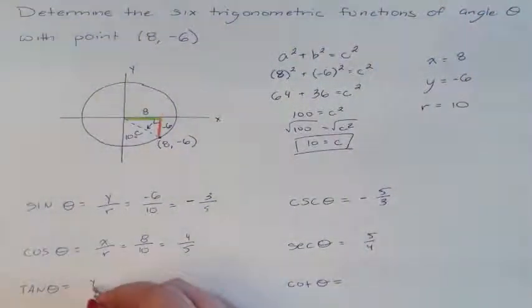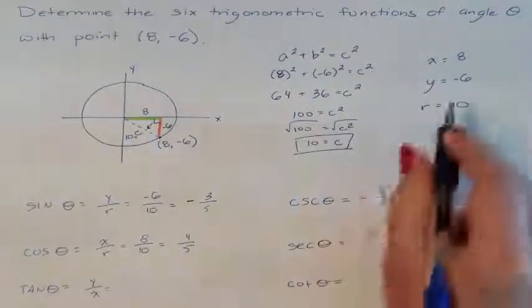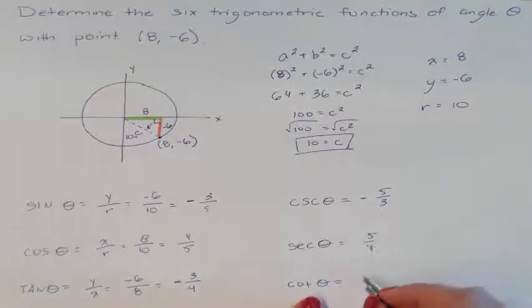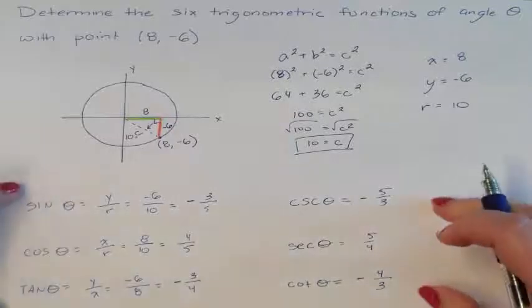Tangent. Tangent is y divided by x. Y is -6, x is 8. Negative divided by positive is a negative. 6 divided by 8 gives me 3/4, so I have -3/4. If this is tangent, cotangent is the negative reciprocal of 3/4, which is -4/3. So here are my 6 trig functions.